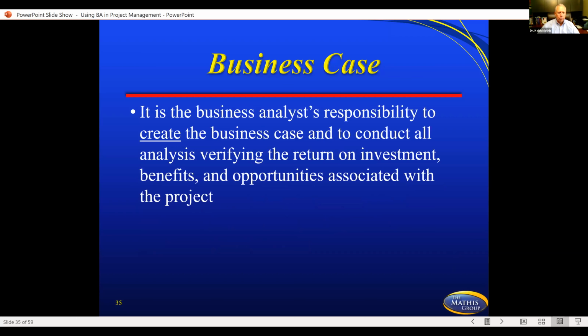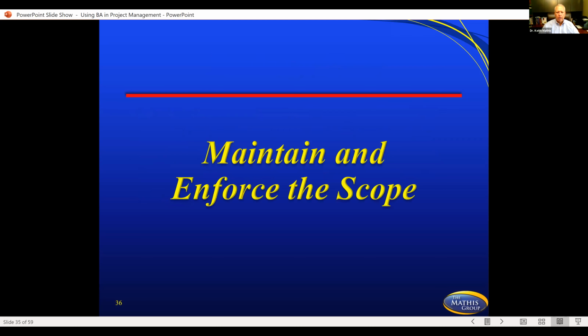It's the business analyst's responsibility to create the business case, to conduct all the analysis, verifying the return on investment, the benefits, the opportunities associated with the project. So if a business analyst did not do due diligence in doing this type of thing, what would happen is they could say, this is a high priority project, and we're going to get our money back in 10 months, only to have the organization commit resources to that project and then realize after they've gotten into it that we're not getting our money back anywhere close to 10 months. It might take 24 months. So that's why the business analyst is used in something like this, to do that type of research.